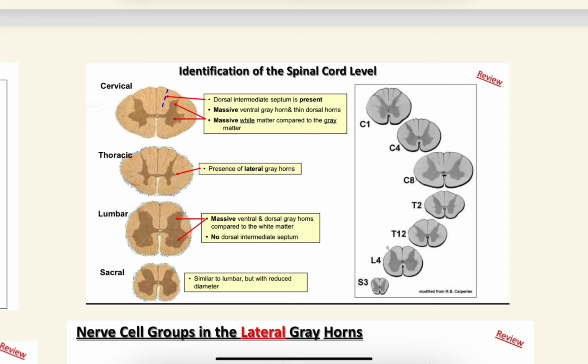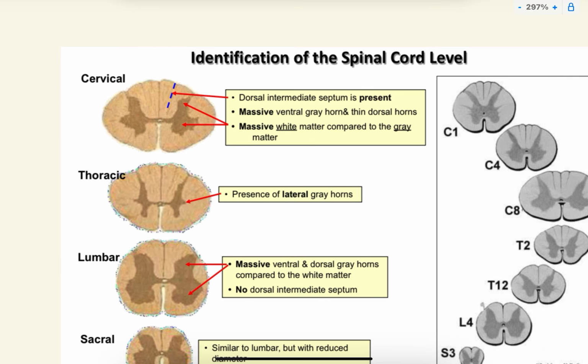Cervical, very important to know that we have dorsal intermediate septum. This septum here is present. And the ventral gray horn is massive. So the gray horn that's ventral is massive, whereas the dorsal is thin. So this is dorsal and this is ventral. The ventral is way bigger than the dorsal. And the white matter will be massive compared to the gray matter. So this white matter is way bigger than this little bit of gray matter.